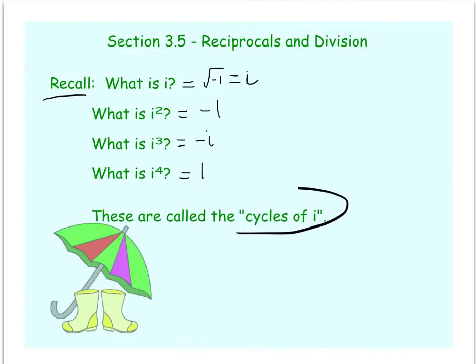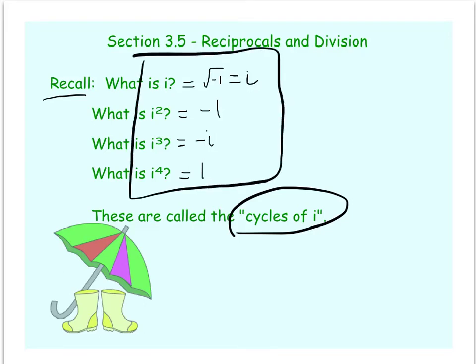So these are called the cycles of i, and that enables us to quickly evaluate i to whatever power we need to. The very easy thing to do is just divide your exponent by 4, and the remainder tells you which of these 4 your value of i is going to be.